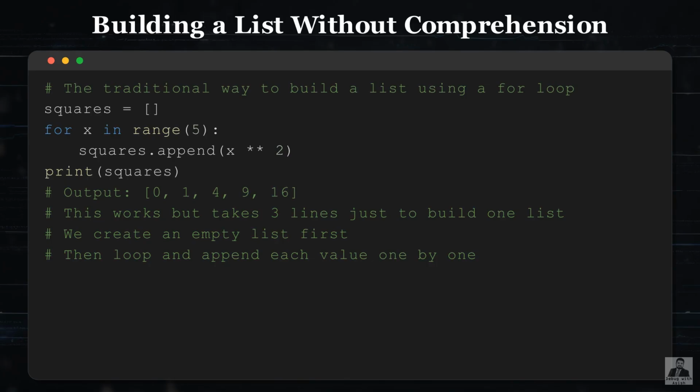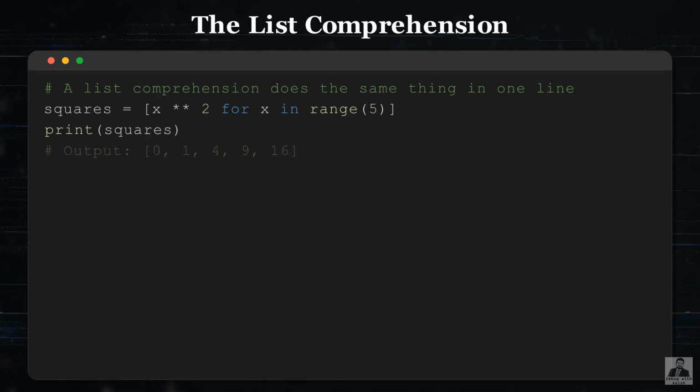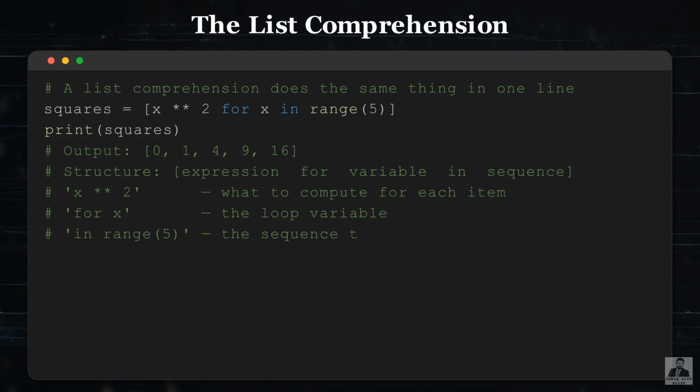List comprehensions solve that. A list comprehension produces the exact same result in one line. The syntax is an opening square bracket, then the expression you want to compute, then the for keyword, then your loop variable, then the in keyword, then the sequence, then a closing square bracket. Reading it left to right, compute x squared for each x in range 5. Python evaluates this and returns a complete list. The result is identical to the 3-line version.